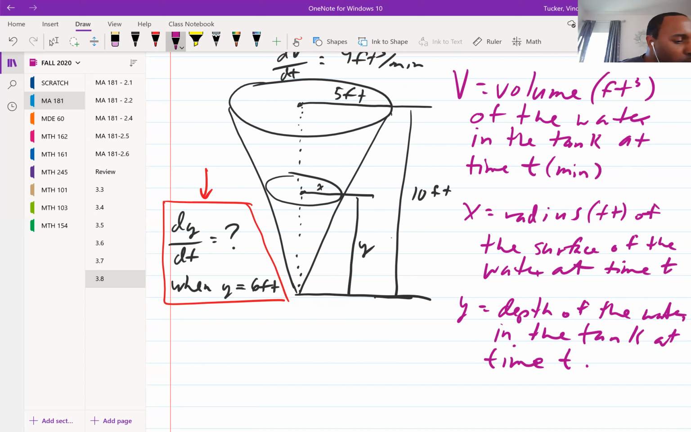So we know that y is going to be 6 because it's going to be at 6 feet.